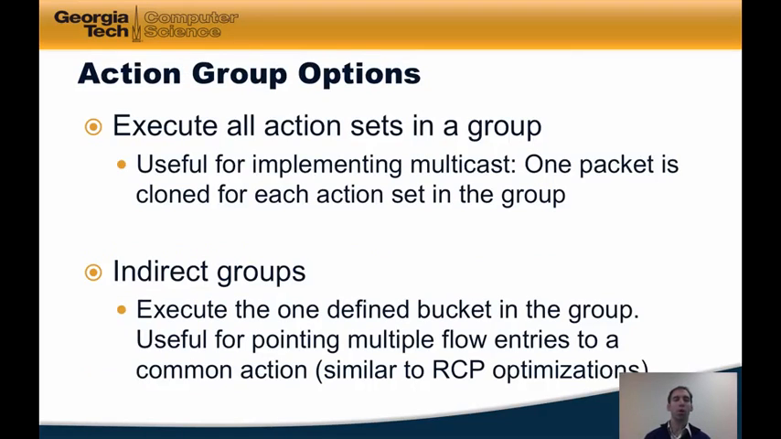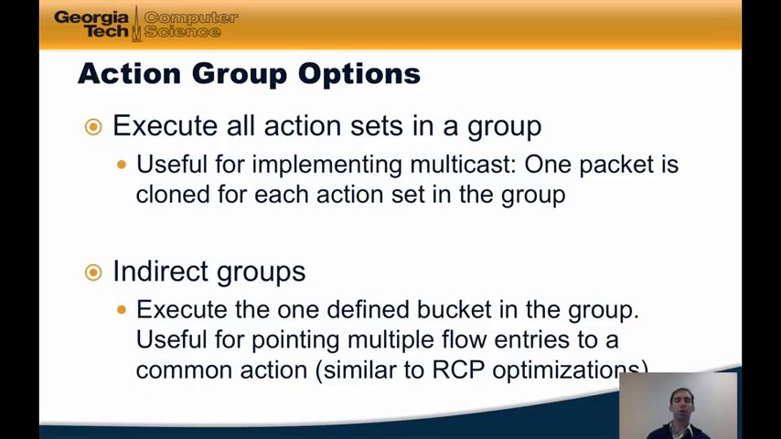There are various options for specifying actions in an action group. One option is to execute all of the action sets in a particular group. This option is useful for implementing multicast, whereby one packet might be cloned for each action set in the group. Another example of a group option is something called an indirect group, whereby the one action set in the group is executed. This might be useful for performing the same set of operations on multiple flow entries.